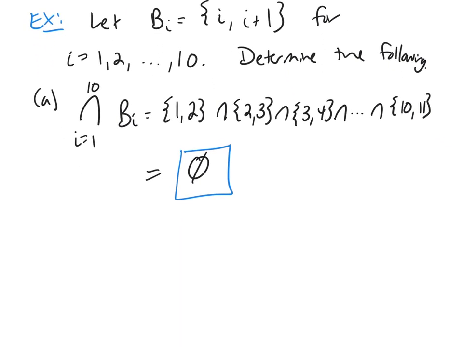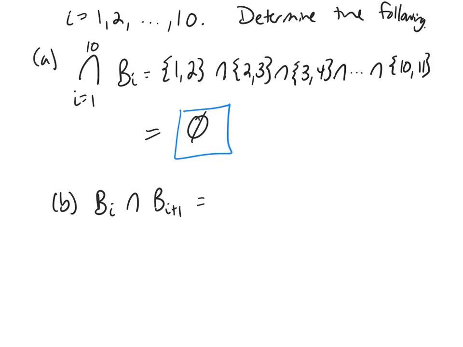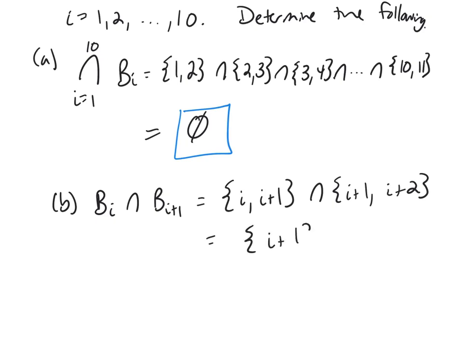Okay, so maybe we took the intersection of too many sets. So maybe let's just look at Bi intersect Bi plus 1. What would this intersection be? So if you want to, again, you can pause the video right here and see if you can figure out what the intersection would be. But let's go ahead and do it. So I'm intersecting the set {i, i plus 1} with the set {i plus 1, i plus 2}. And then what do these two sets have in common? It's just i plus 1.